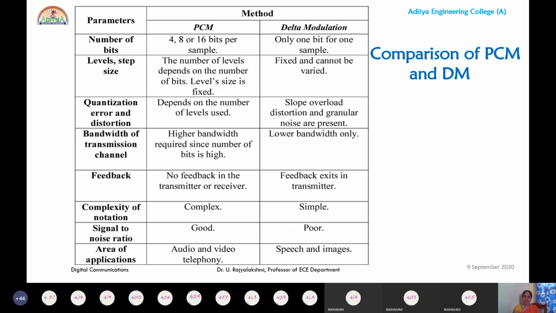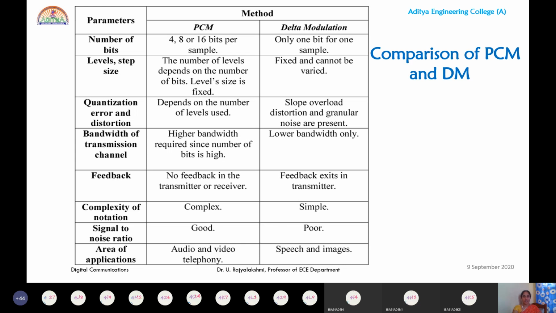So quantization error is delta by 2 in magnitude, where delta is 2x max by L. So our quantization error in the case of PCM depends on L, the number of levels used, and it is inversely proportional to L, because error is delta by 2, where delta is 2x max by L. So error is inversely proportional to L. Okay, and now what about delta modulation?